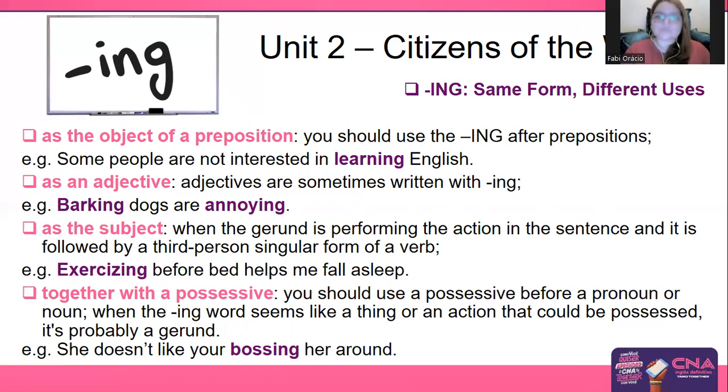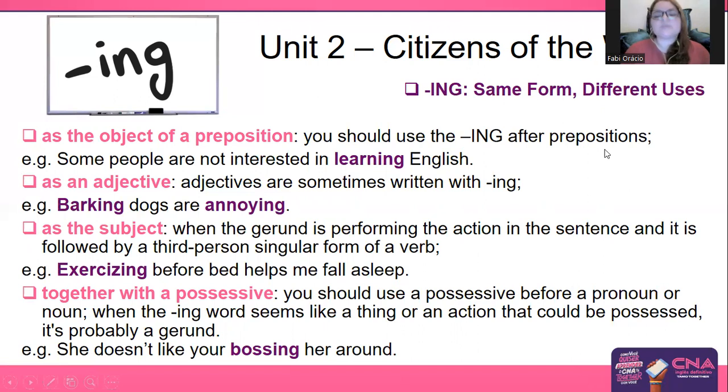As the subject, when the gerund is performing the action in the sentence and it is followed by a third person singular form of a verb. Example, exercising before bed helps me fall asleep. So when the ing is performing the action, right? So when the verb is performing the action in the beginning of the sentence, we are going to write in the ing form.